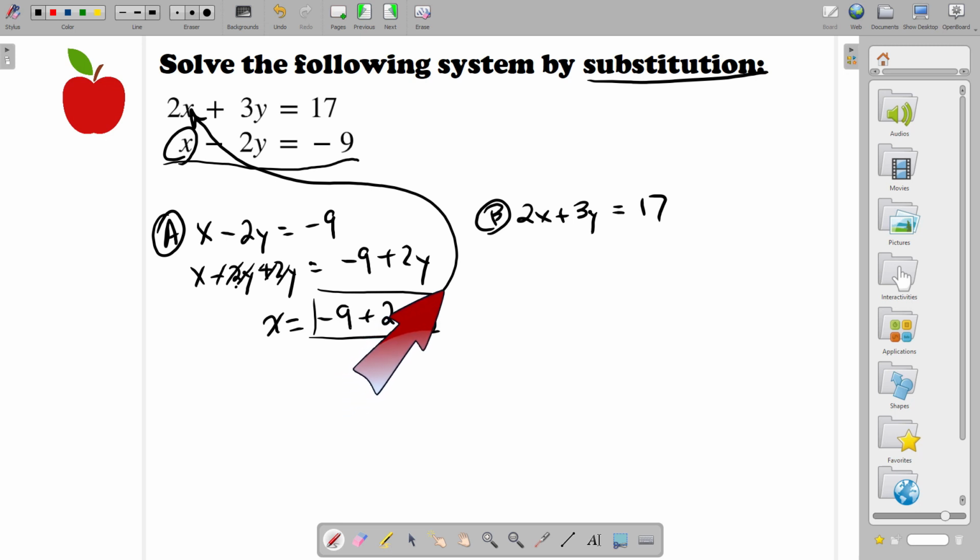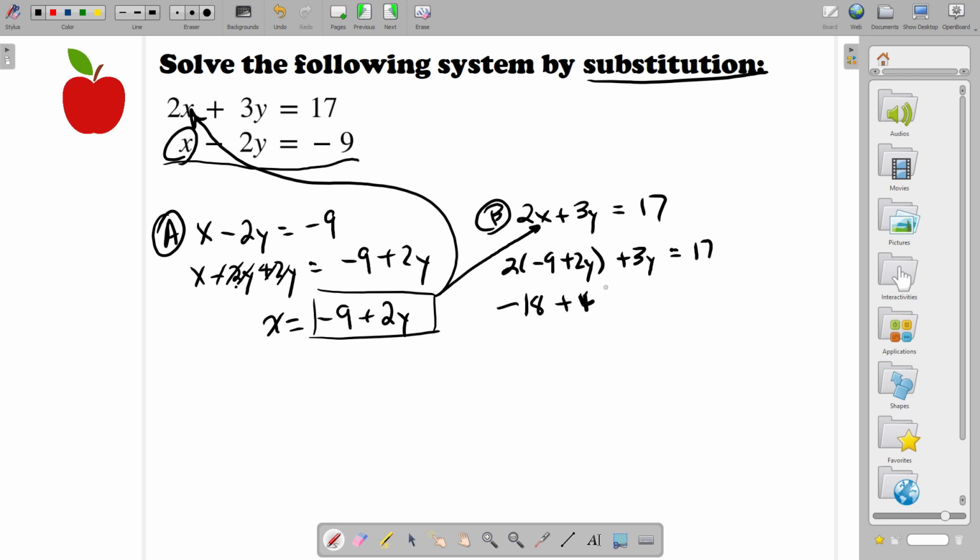I can't take this and go back to the same equation I worked with, because then everything's going to add out and I won't be getting anywhere. So I have to use the other equation. So this goes in right here, and I get 2 times -9 plus 2y plus 3y equals 17. Distributive property, 2 times -9 is -18. 2 times 2y is 4y plus 3y equals 17. Combine my like terms, I get -18 plus 7y equals 17.